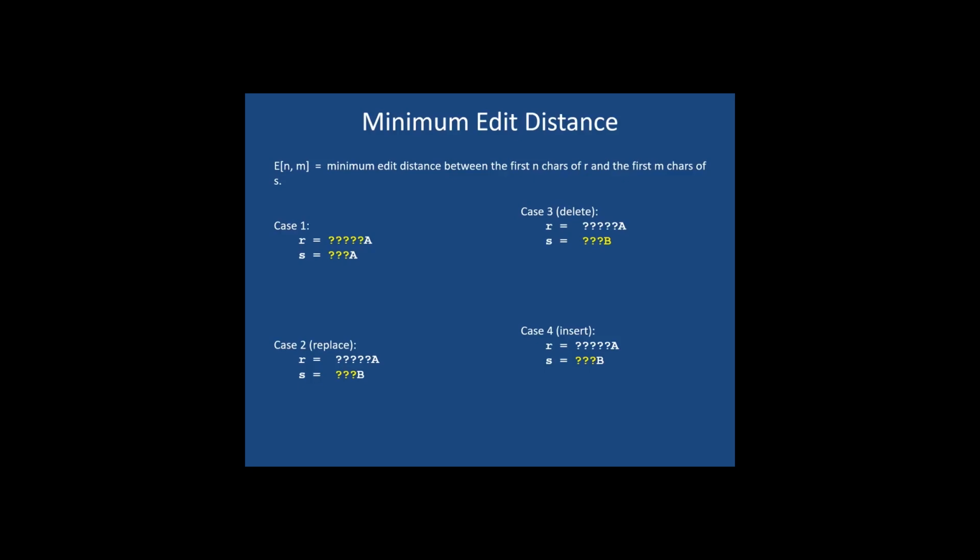I'd say 5. You'd say 5. Well, we can't say the answer is any given number, because we don't know what those yellow question mark characters are. So we have to define E of n, m, the minimum edit distance between the first n characters of R and the first m characters of S. We need to define this in terms of E. How can we describe the solution to this problem in terms of a simpler subproblem? How can you take advantage of the fact that they end with the same character?